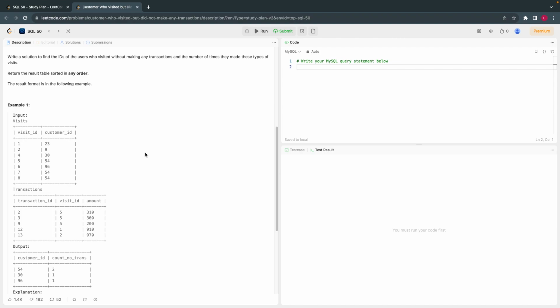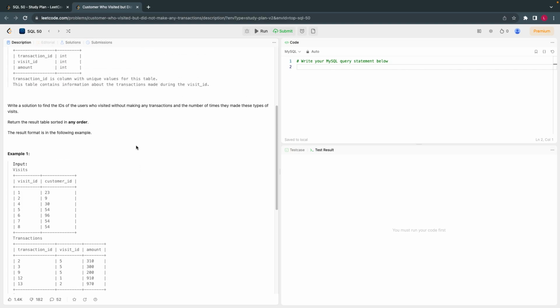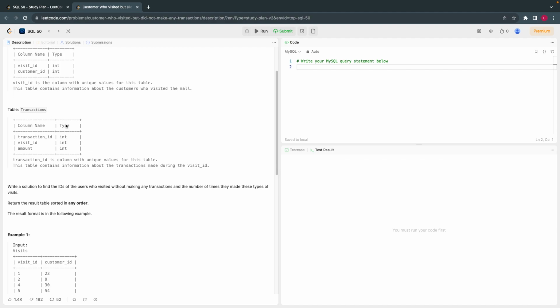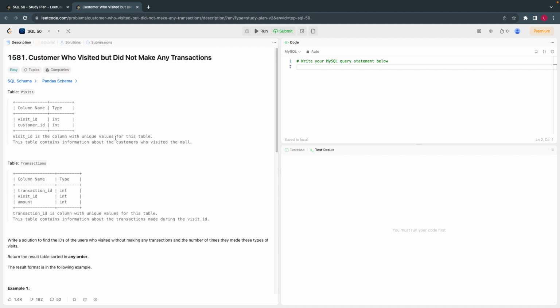Hello everyone, welcome back. Today let's solve the 8th question from Leetcode SQL interview questions. The problem should be very simple. Given two tables, one called visits and another called transactions, we have to find out a customer who visited and did not make any transaction.